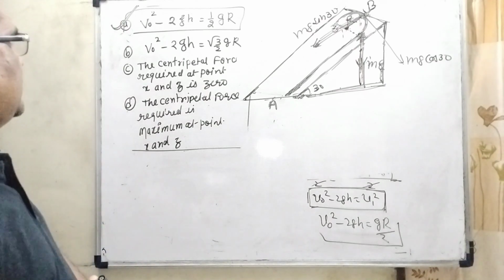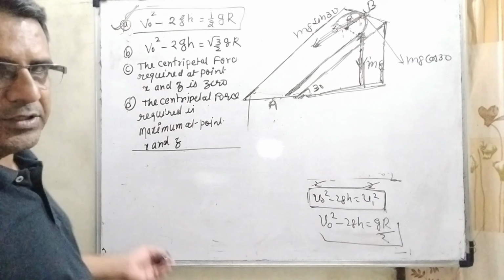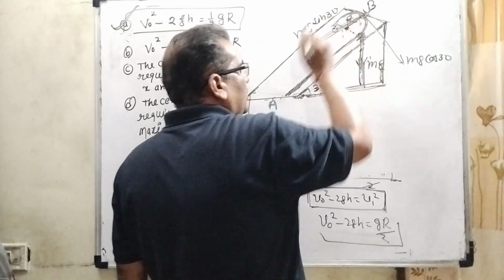Now, the given option that the centripetal force required at points X and Z is 0 is not possible, because if it becomes 0, then how would it reach Y?